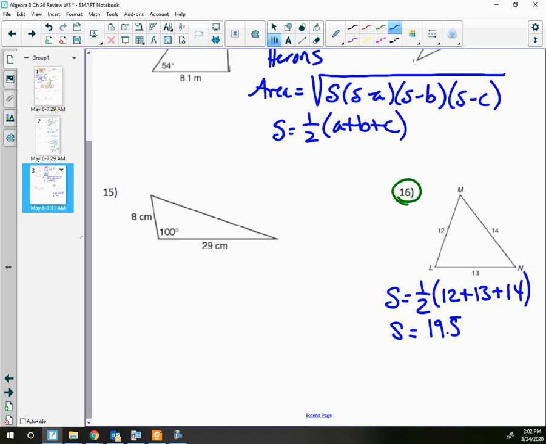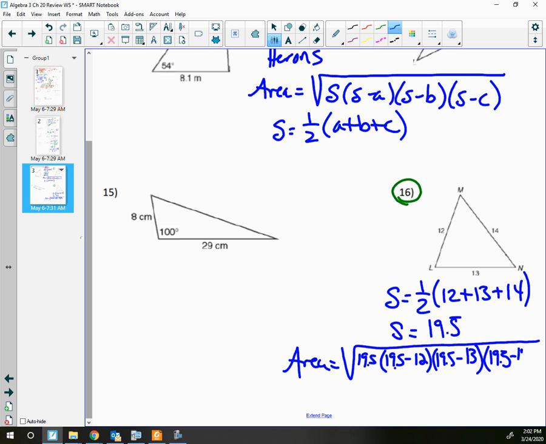So we add up the 3 sides. Then to calculate the area, we're just going to evaluate that big square root. We're going to be doing S, so 19.5, and then 19.5 minus each of the side lengths. It really doesn't matter which side you call the A, the B, and the C, it's just the subtraction. So 19.5 minus each of those sides.